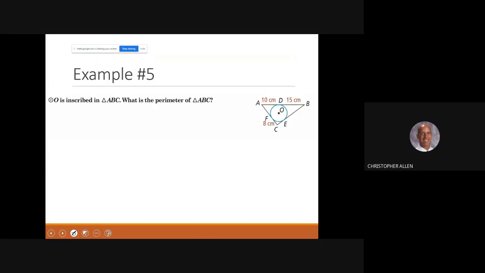All right, last example. Oh, actually, before we do the last example, virtual students, I have one more poll question for you because they're so much fun. Here comes the last poll question. Okay. So, last question. Circle O is inscribed. By the way, inscribed just means that all these guys are tangents. These are all tangents, which is good because that's what we're talking about today. And then the question is, what is the perimeter of triangle ABC?